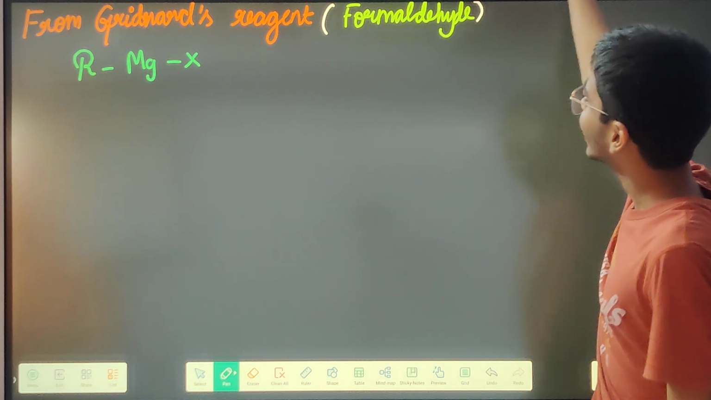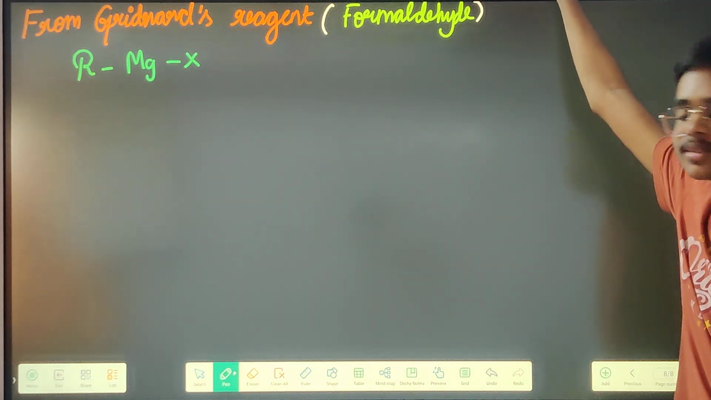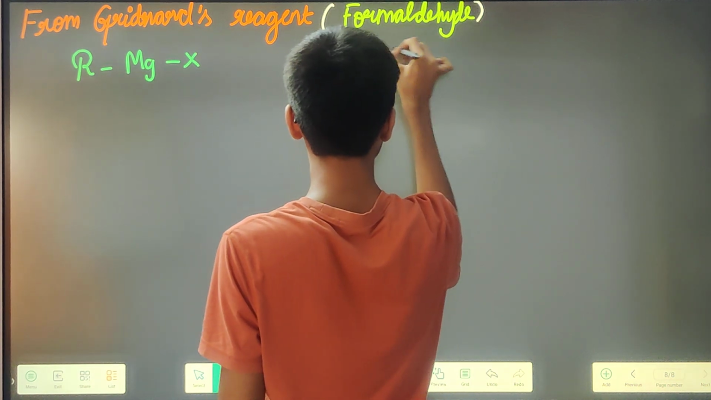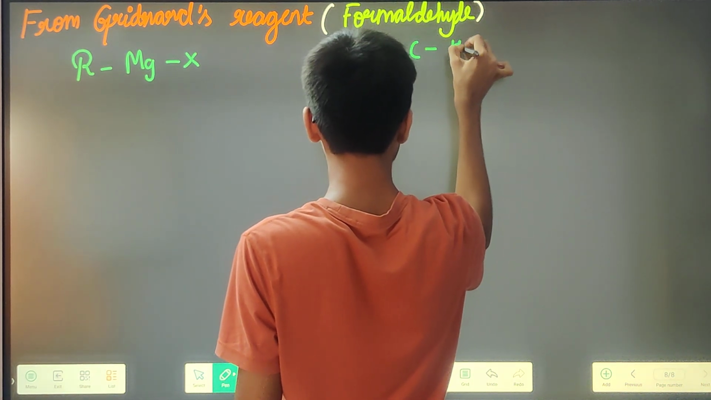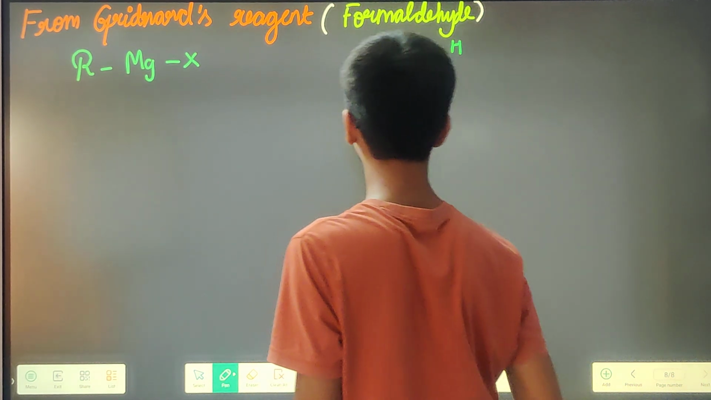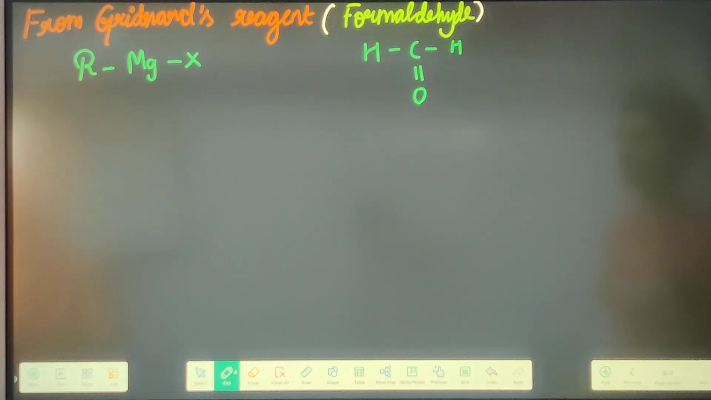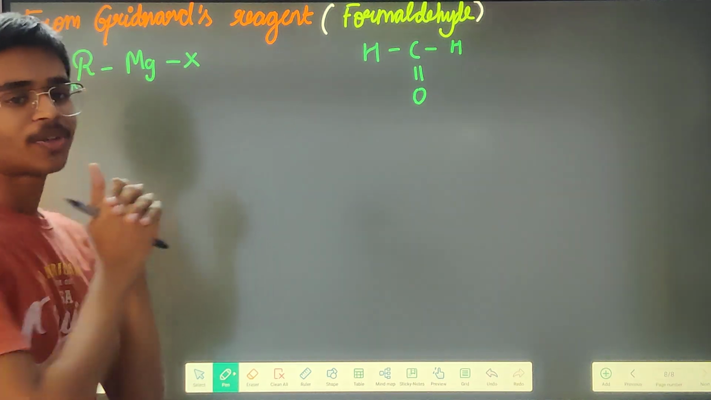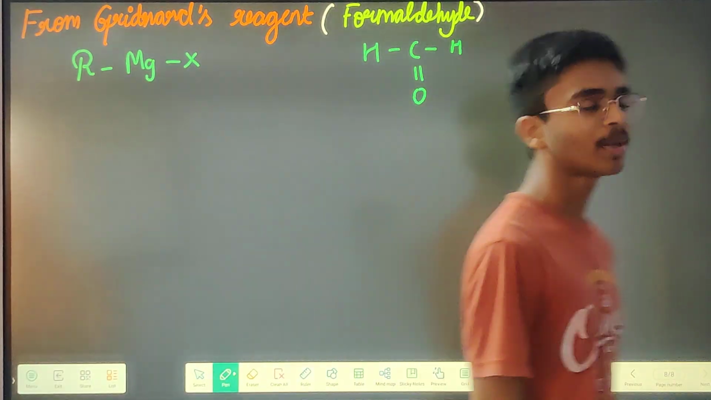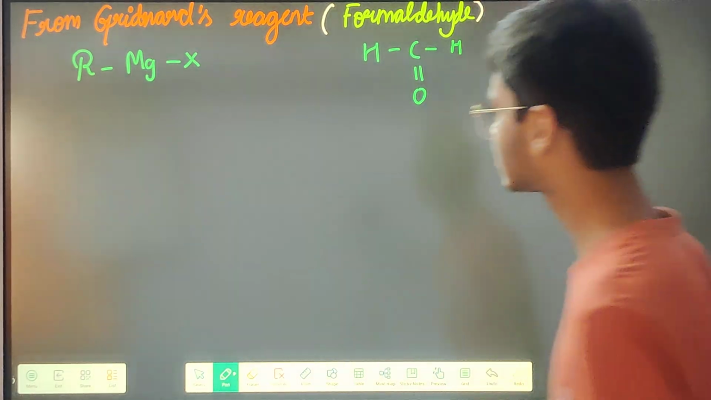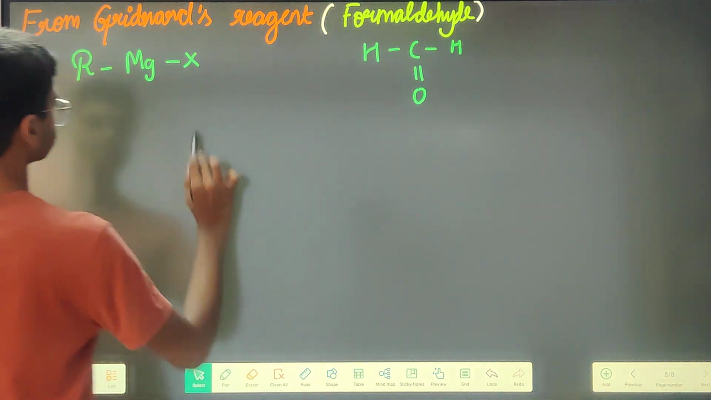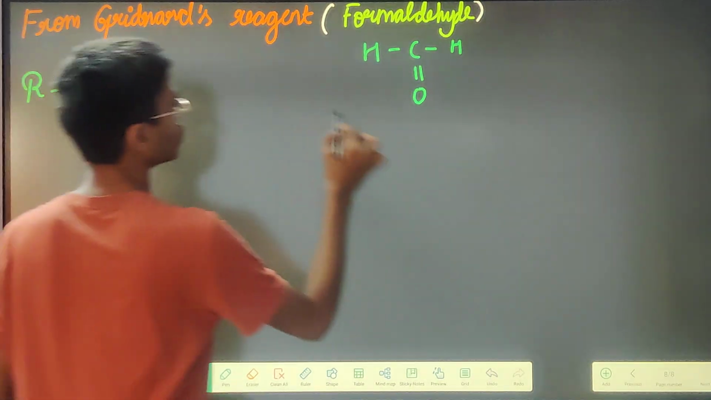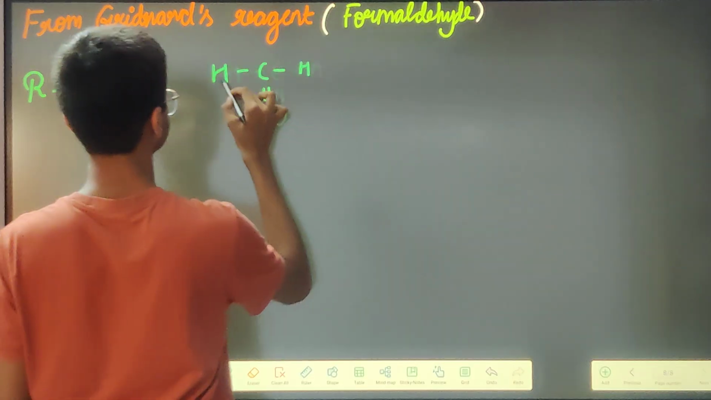Then coming to your formaldehyde. What is formaldehyde actually? Formaldehyde is another organic compound. Its structure is going to be H-C-H double bond O. So by combining this and this, you are going to have your alcohol at last as your product. Now we are going to study that.